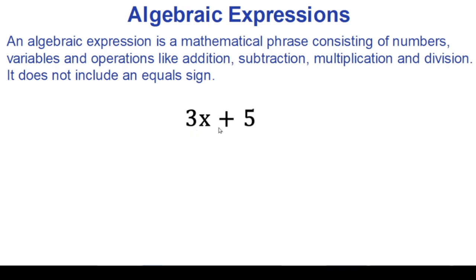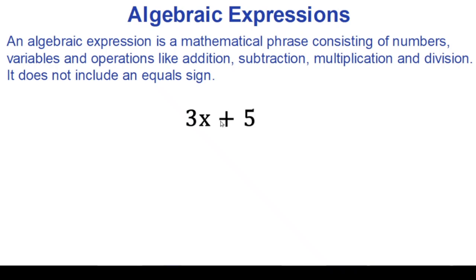See this example, the expression 3x plus 5. Here x is a variable, and 3 and 5 are numbers. If we combine these numbers, variables and mathematical operations like addition, it can have addition, subtraction, multiplication and division. Such types of expressions are called algebraic expressions. Now see this example, 3x plus 5.